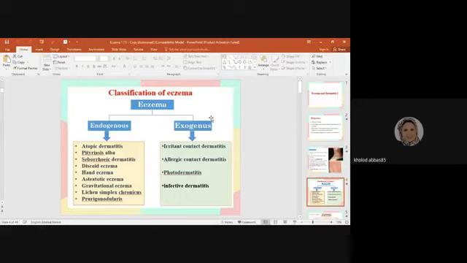An exogenous type means there is an outside factor, an external factor causing the dermatitis, like contact dermatitis in its irritant or allergic form, both. Photodermatitis, also irritant or allergic. Infective dermatitis means an infection causing dermatitis. These are external factors. The others are endogenous factors from within the body.